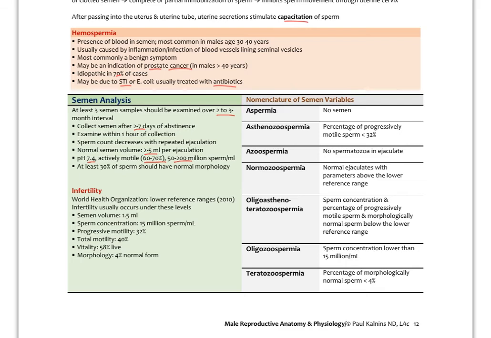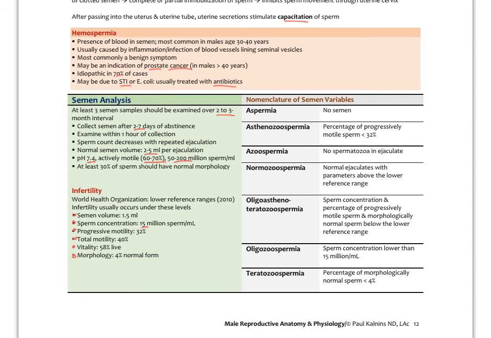The WHO definitions of infertility usually are a semen volume under 1.5 milliliters, or a sperm concentration less than 15 million sperm per milliliter, progressive motility less than 32%, total motility less than 40%, only 58% or so are live, and then morphology, only 4% have normal form. So those are some of the definitions that are used if you see a report. If you send a male for a semen analysis, you might see some of those parameters being given.